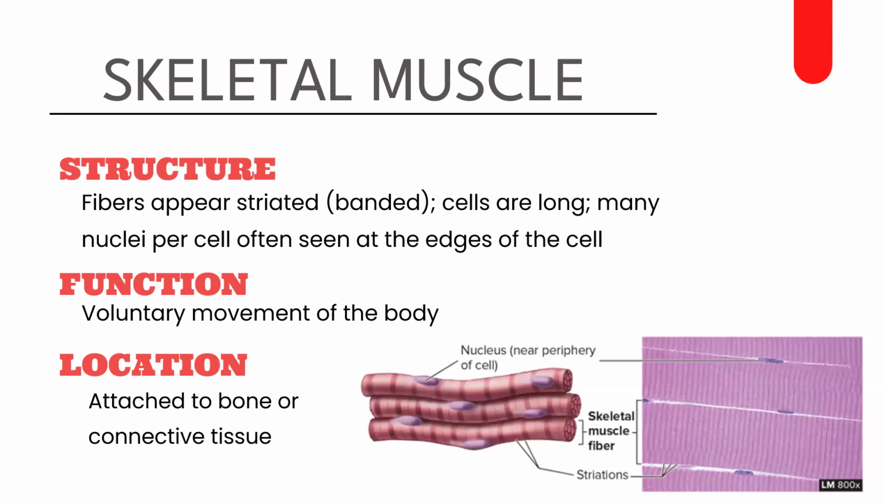And so this is going to attach to our bones or attached to connective tissue. So most of the time we're attaching to the bone somehow, but a lot of times there's going to be connective tissue between the muscle and the bone, like a tendon.